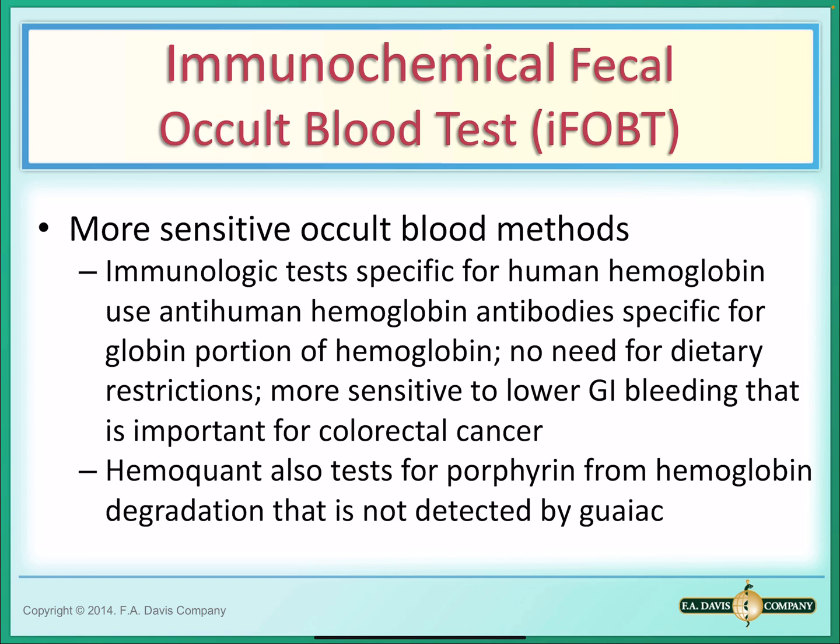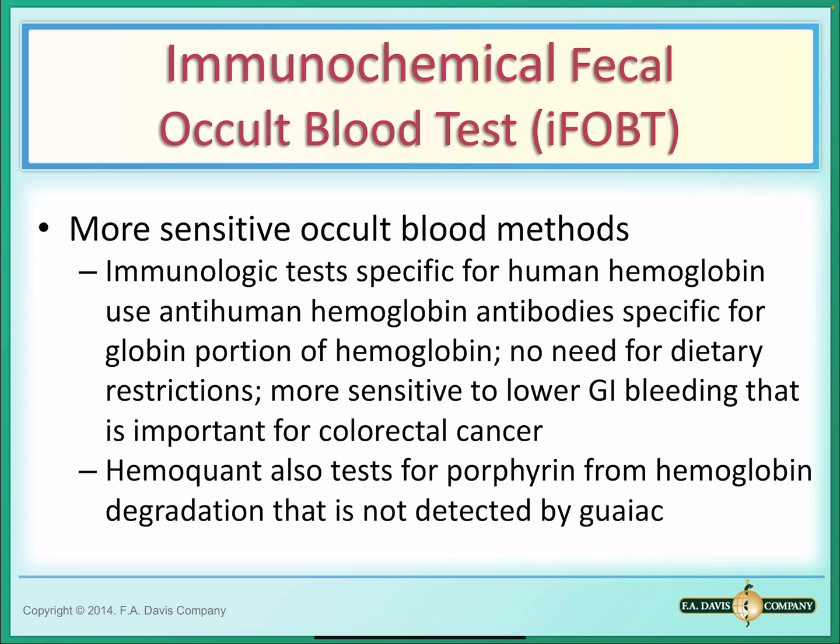Hemoglobin from the upper GI tract bleeding is degraded by bacterial and digestive enzymes before reaching the large intestine, and it is immunochemically non-reactive. In contrast, there is little hemoglobin degradation when there is lower GI bleeding, so the blood is immunochemically active.